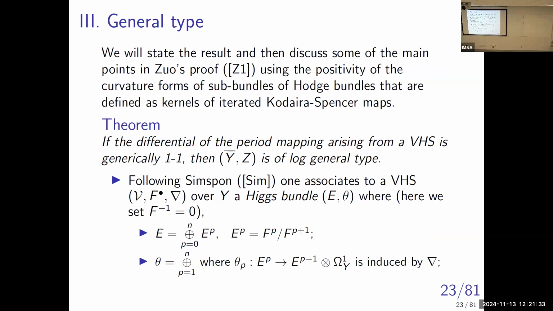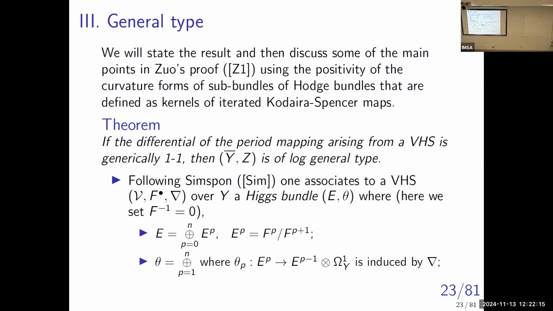So coming to general type, I'll say a few words about this and then I'll stop for today. The proof that if the period mapping is generically injective, then the parameter space for the family of Hodge structures is of log general type. There are now a number of proofs of that. I think among the first ones was by Zuo, and it uses some interesting properties about the curvature of these Hodge bundles.